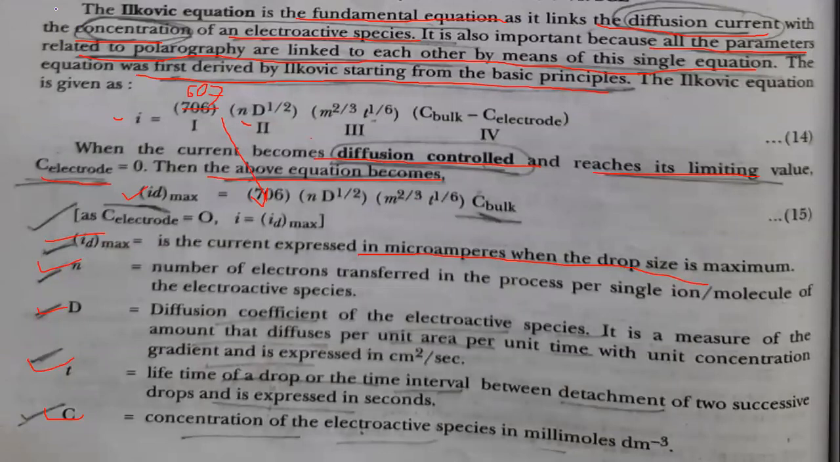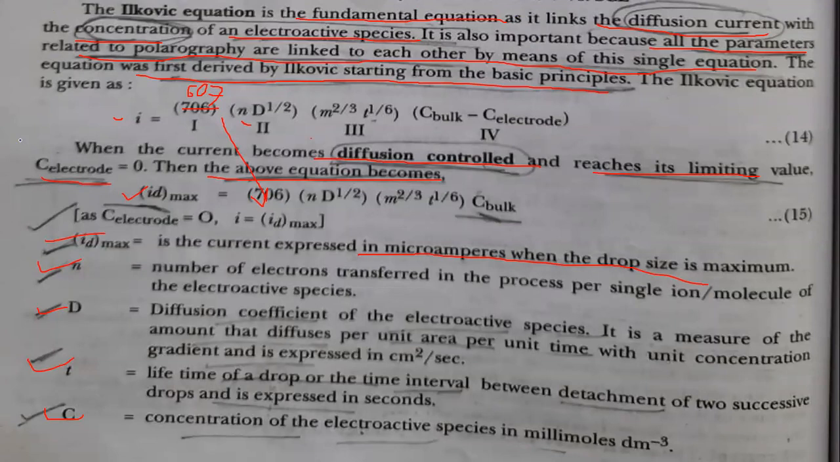So the Ilkovic equation is a fundamental equation. It links the diffusion current with the concentration of an electroactive species. It is also important because all parameters related to polarography are linked with each other by means of a single equation. The equation was first derived by Ilkovic starting from the basic principles.